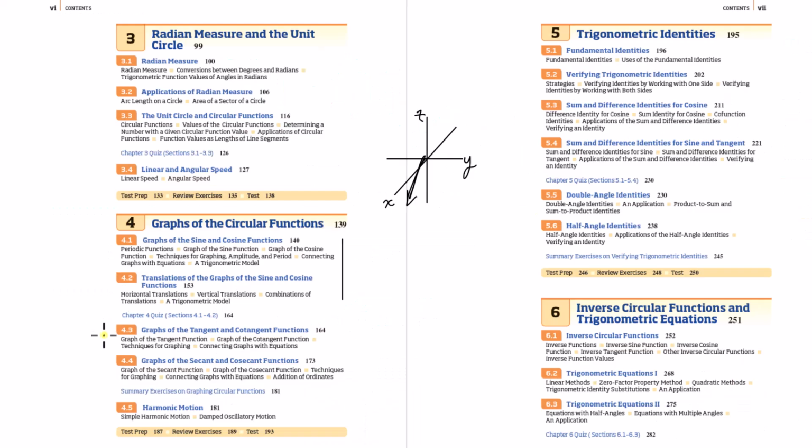But again, we're also going to study the graphs of tangent, cotangent, secant, cosecant, which is not as significant as the graphs of sine and cosine, but it's good to understand the graphs. It helps us to understand these trig functions, how they behave. So in the next video, we're going to get started with an introduction to the graphs of the sine and cosine functions.